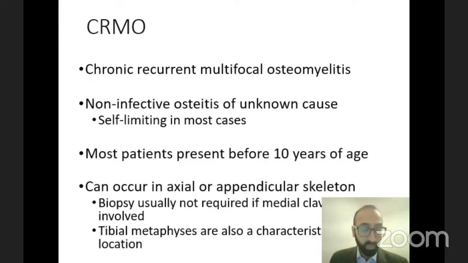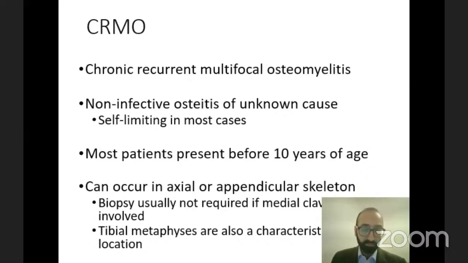So what is CRMO? It's also called CNO, but they're both the same thing, and CRMO is chronic recurrent multifocal osteomyelitis. And it's essentially a non-infective osteitis that is idiopathic. We're not quite sure what the cause is.